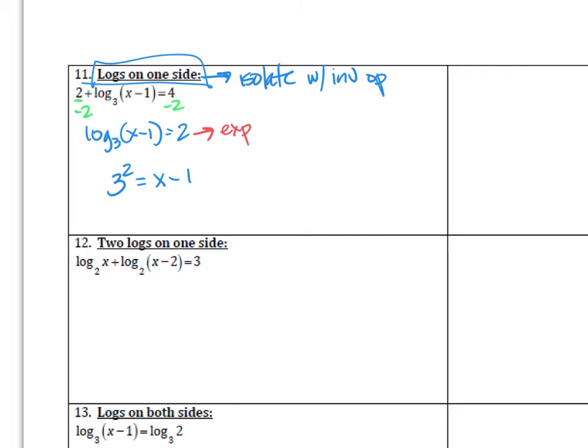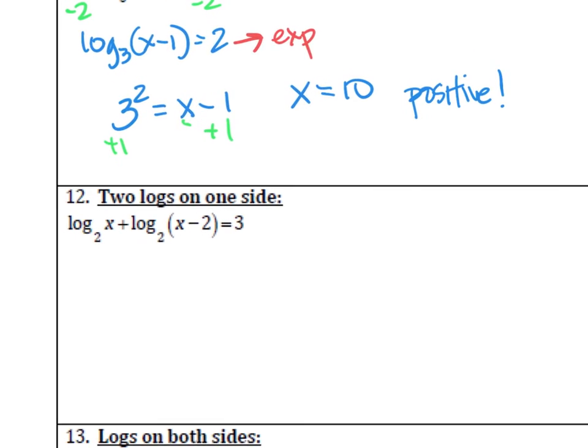Now what do we need to do? Isolate the x. Our inverse operation is to add 1. So we would end up with x is equal to 10, right? Because the 3 squared plus 1 gives us 10. Again, we would want to look at that check. If we were to look at that argument of the x minus 1, we would have a positive number for that argument, and we would be a-okay. All right, example number 2.